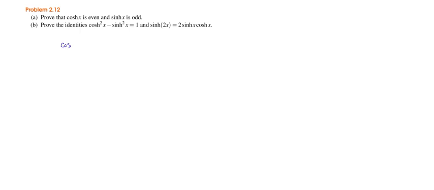need the definition. Okay, so the hyperbolic cosine is just e to the x plus e to the minus x over 2, and then hyperbolic sine is the same thing but with a minus here.